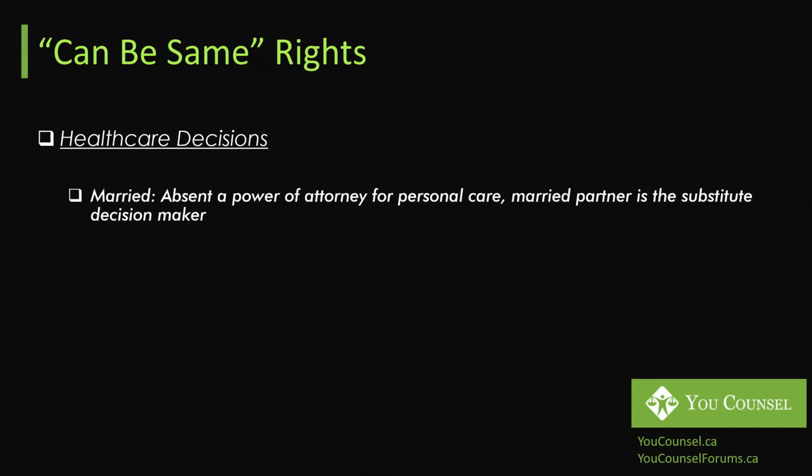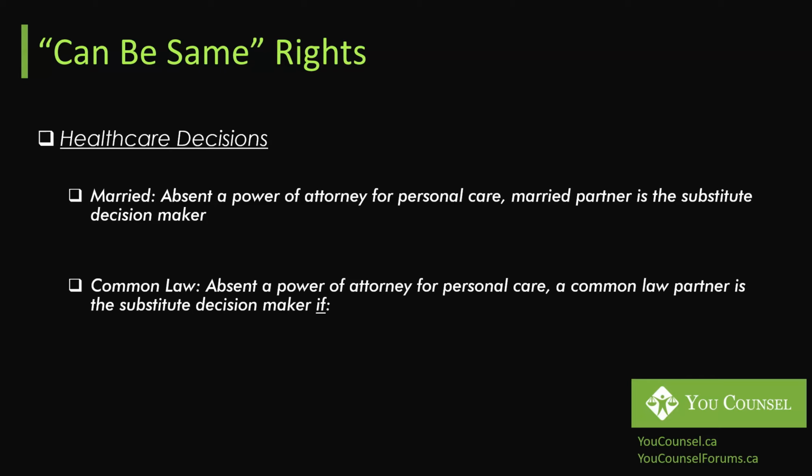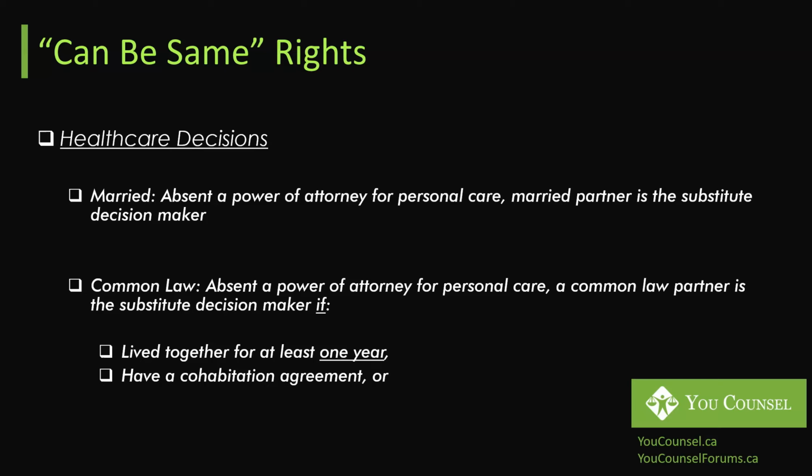With respect to healthcare decisions, if there is no power of attorney for personal care, then a married partner is the substitute decision maker for the other partner who does not have the capacity to make his or her own decision. So in those circumstances, the married partner is the substitute decision maker. In a common law partnership, absent a power of attorney for personal care, the common law partner is a substitute decision maker only if they have lived together for at least 1 year, or have a cohabitation agreement, or have a child together. So in one of these scenarios, the common law partner will be the substitute decision maker when there is no power of attorney.